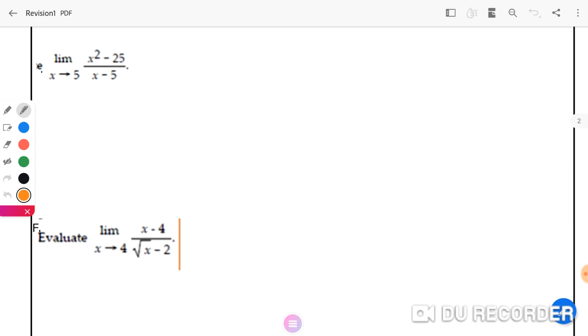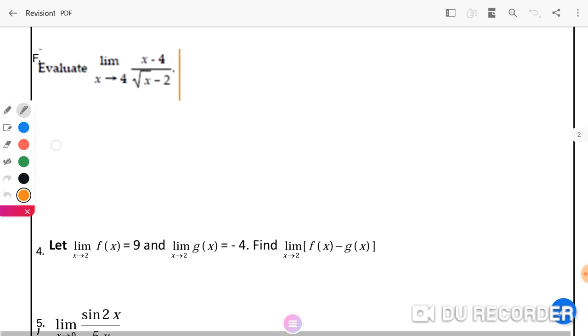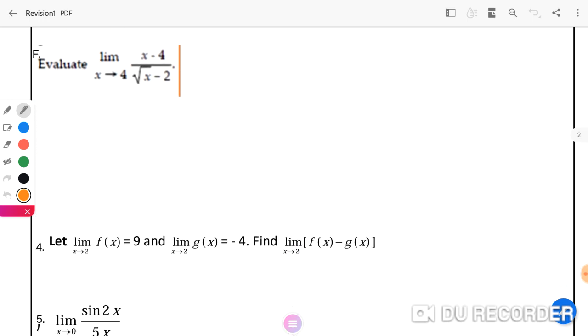Okay, for the last question, as you see here, I think it's so easy. This one, look here. This is a rational function in which the denominator is non-polynomial, so in this case we redefine the function by the conjugate. That is the first thing I'll say, but I have to follow the steps.